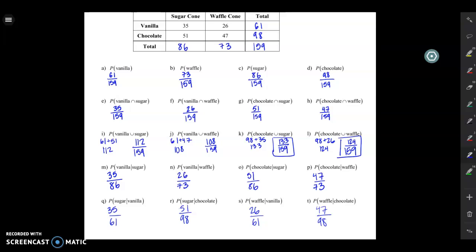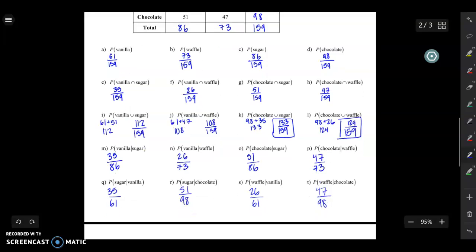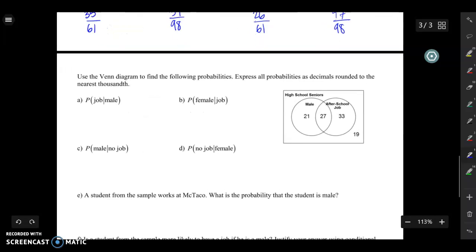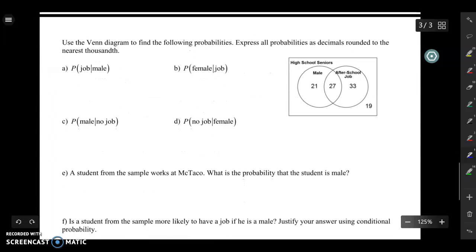So conditional probabilities just allow us to answer a few more questions that maybe are interesting to us, right? Maybe we don't just care how many people ordered vanilla, but how many people are ordering vanilla in a sugar cone? Or given that they're doing a sugar cone, how many people are ordering vanilla? So let's go ahead and look at maybe something that might be a little more interesting to some of you.